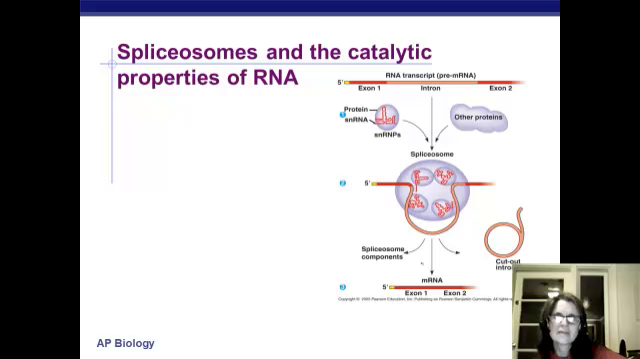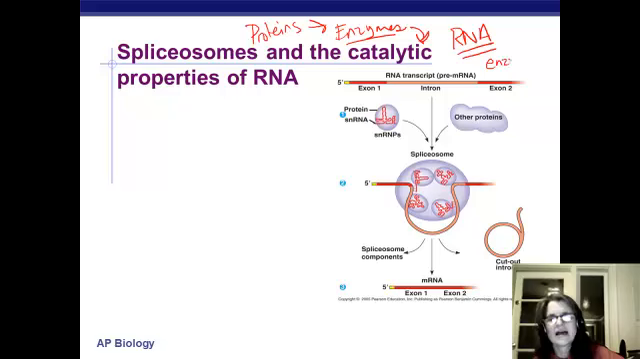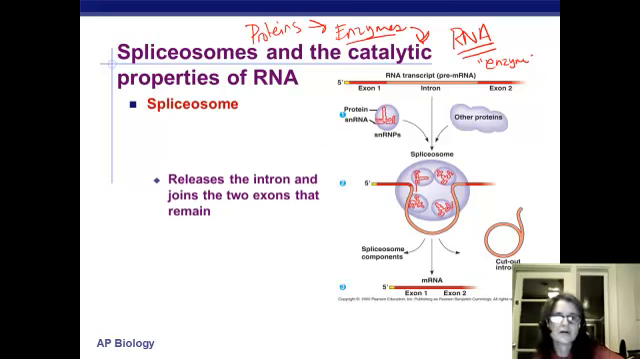Okay, now what you need to remember, as we have talked about since very early in the year, is proteins being the group of organic compounds that gives us enzymes, which are the things that do catalysis, that give us catalytic reactions. But in fact, it has been found that RNA can also act like an enzyme. It has catalytic properties, okay? They aren't protein enzymes, but they do have catalytic properties. The spliceosomes are a case in point.